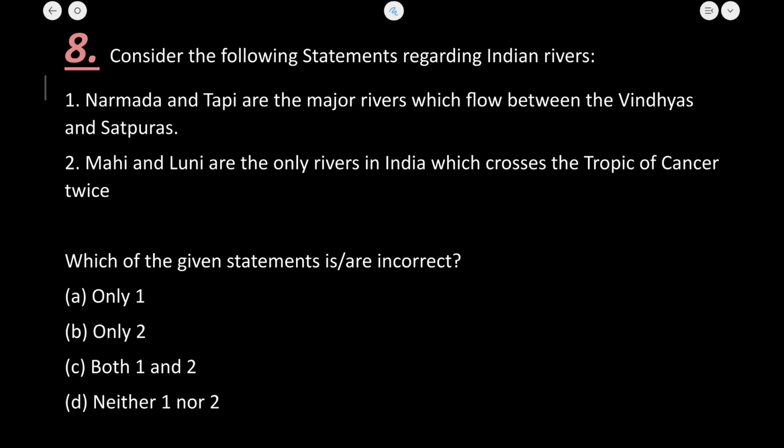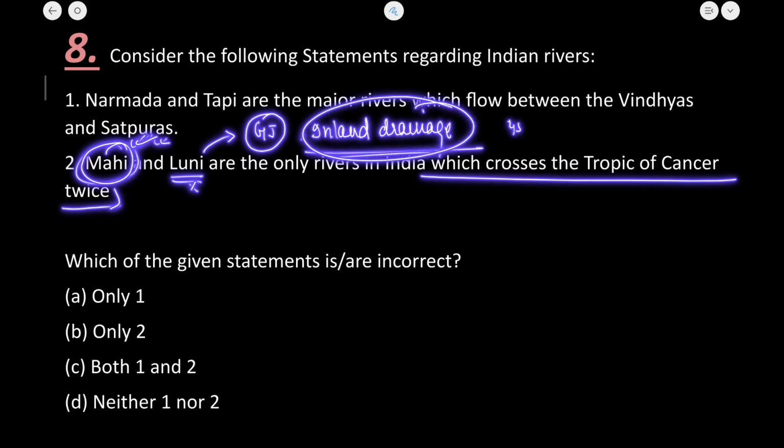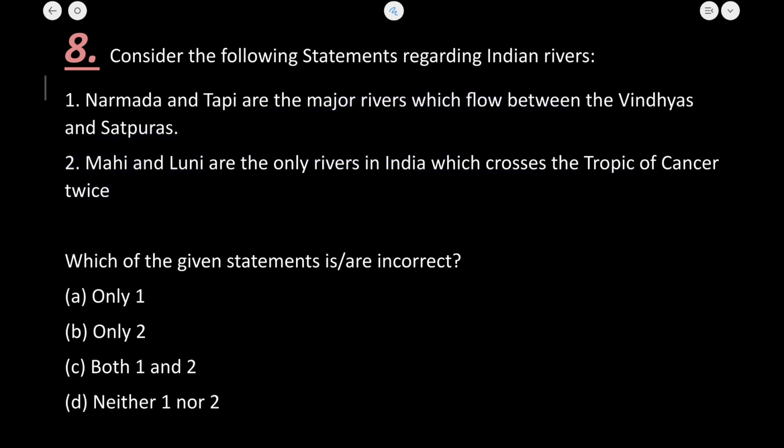If I talk about the second statement, that Mahi and Luni are the only rivers in India that cross the Tropic of Cancer twice: there is only one river, the Mahi river, that crosses the Tropic of Cancer twice, not the Luni river. The river Luni flows in the state of Gujarat and it is an inland drainage river. It means it originates in Gujarat and drains in Gujarat, and it does not meet any river or form any delta. It just perishes. So both of the given statements here are not correct.